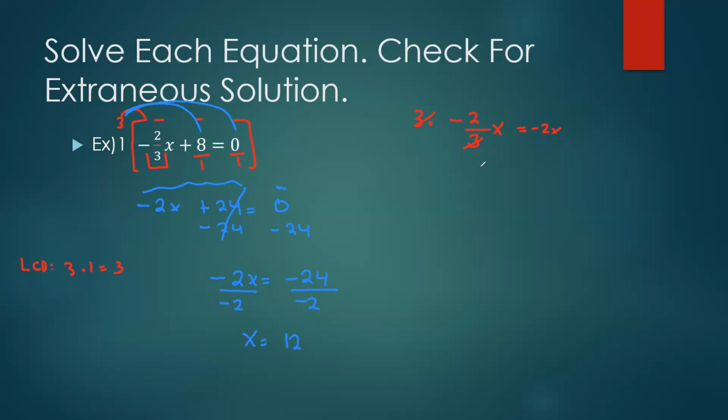Just because you have an answer doesn't mean it works. Check for extraneous solutions. Plug 12 back into the original problem: negative 2/3 times 12 plus 8. Does that equal 0? 12 times negative 2 is negative 24 over 3. Negative 24 over 3 is, oh my gosh, I forget. It's negative 8. So does this equal 0? Yes. So this is the final solution.